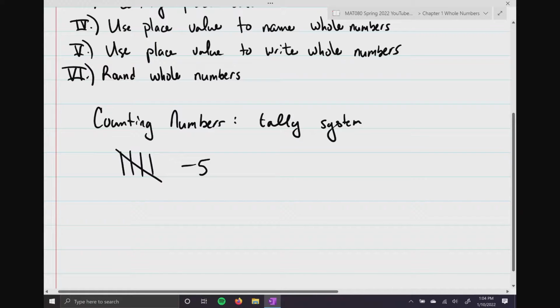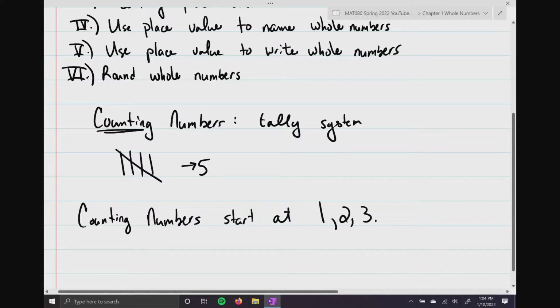These are called counting numbers, and what makes counting numbers so special is the fact that counting numbers start at 1 and they just stay positive. Now, these three little dots right here just mean etcetera, or keep going. The technical name is ellipses, and it just means to keep going.